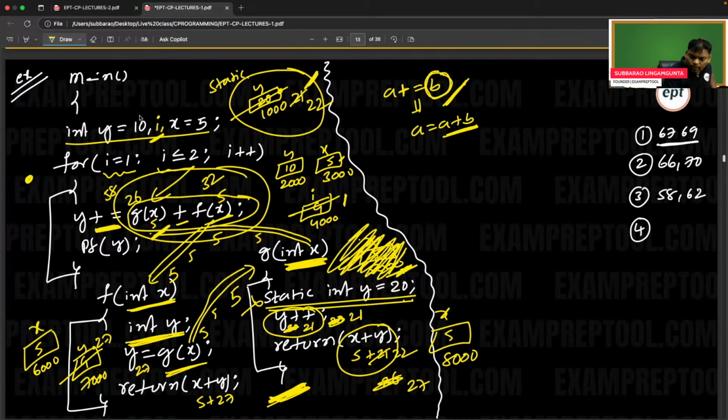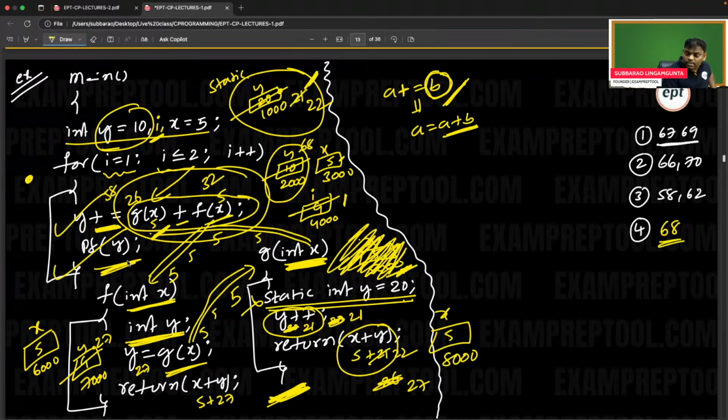So finally, y value already, see this one. Remember, it is a local variable, 10. See, this y is 10. So 10 plus 58, it became 68. So this line is over. Print y. 68 will be printed first. So in the y, 68 is there. Now see the answer.